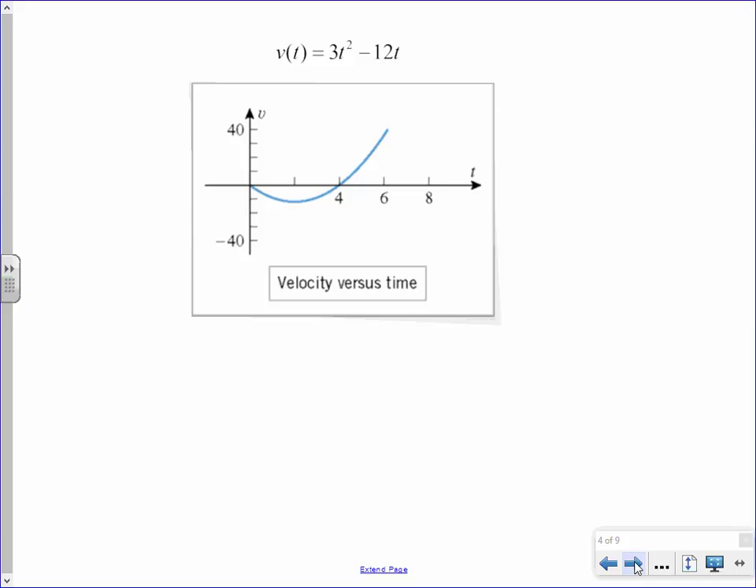And here I have the graph for you. Please make note that this is a velocity time graph. The graph on the previous slide was a position time graph. Here we have a velocity time graph.